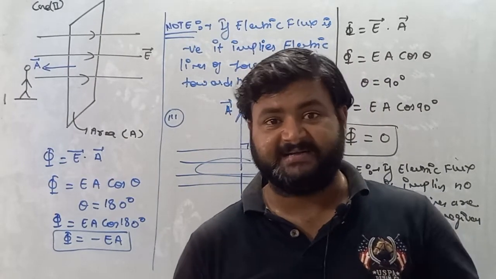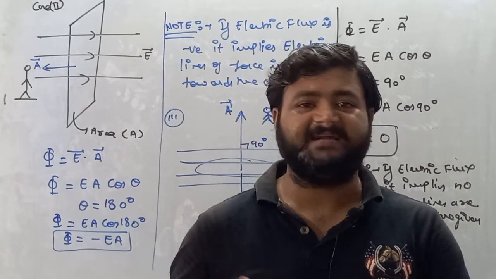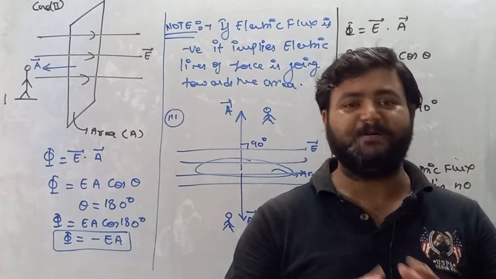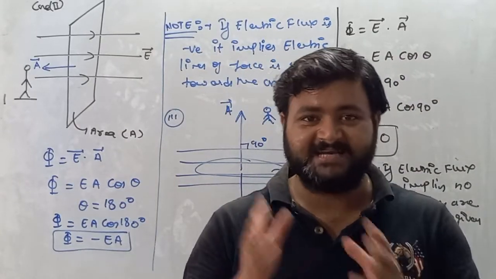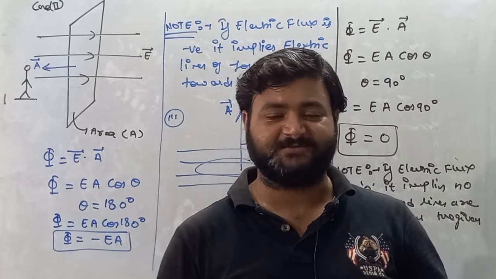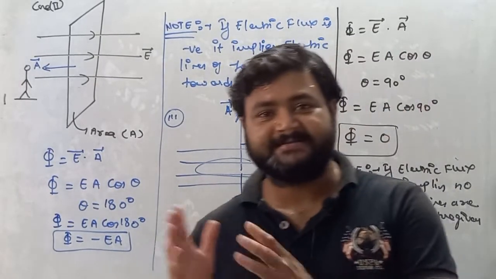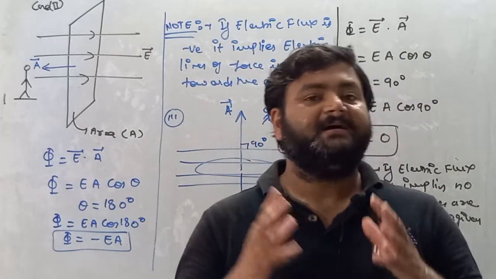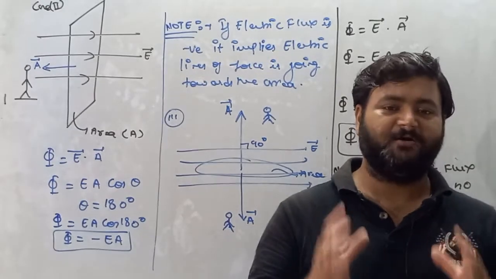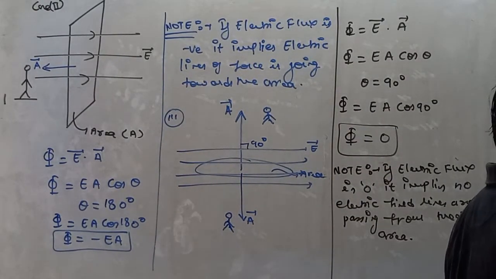It is also called electric flux. One more thing we will discuss is density of electric lines of force. Density of electric lines of force means the number of electric lines of force passing through any unit area, or we can say 1 meter square. Number of electric lines of force passing through 1 meter square is said to be density of electric lines of force. I hope you all understand about flux and its property.